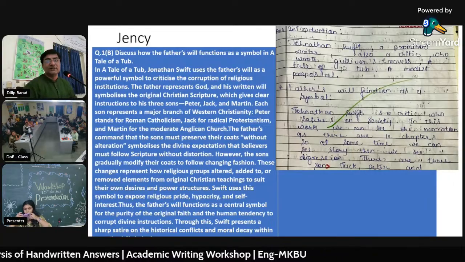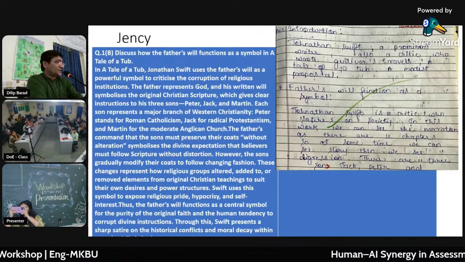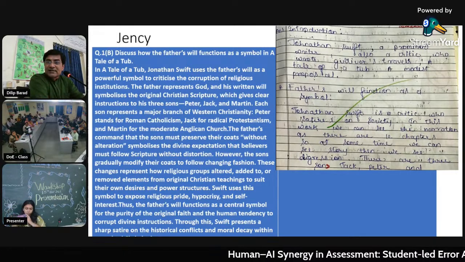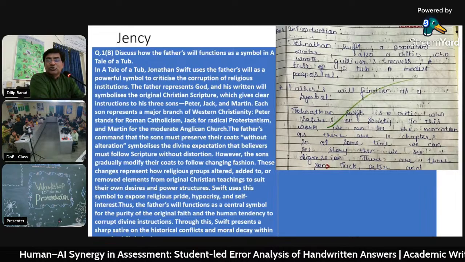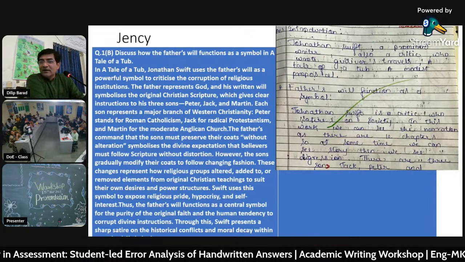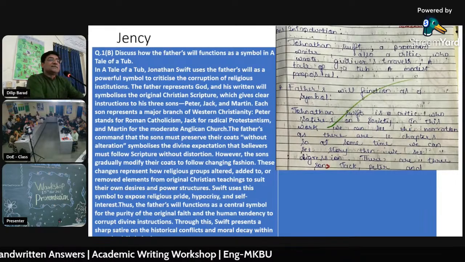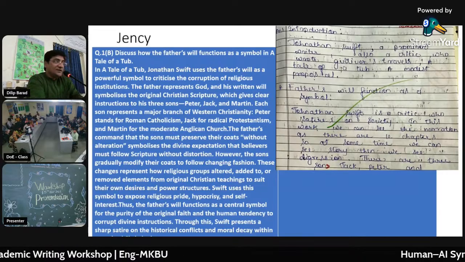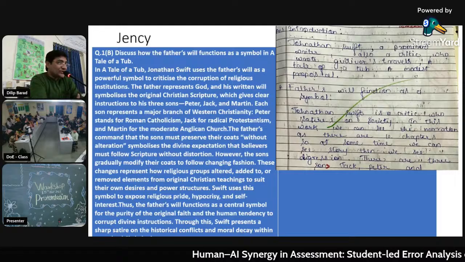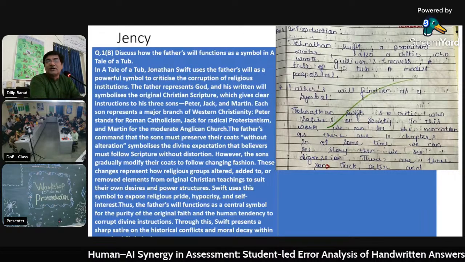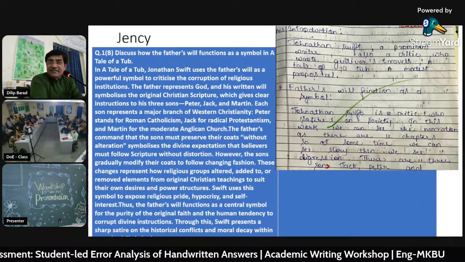Jensi's answer also was about how the father's will functions as a symbol in A Tale of a Tub. So she started writing with an introduction: Jonathan Swift, a prominent writer, also a critic, who wrote Gulliver's Travels, A Tale of a Tub, A Modest Proposal. Now here it says, in A Tale of a Tub, it is directly answering the question. What is the question that is important? It is not asking what Jonathan Swift has written apart from this text. That is what Jensi is writing in the first paragraph.